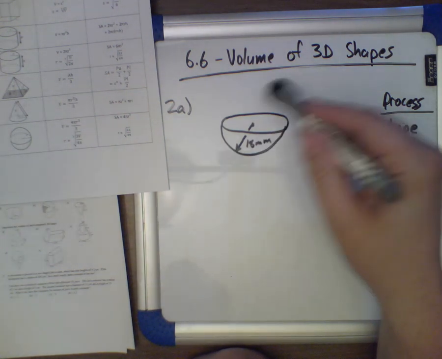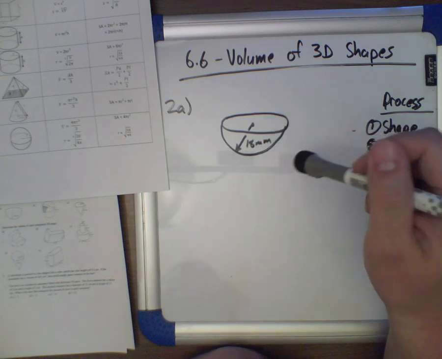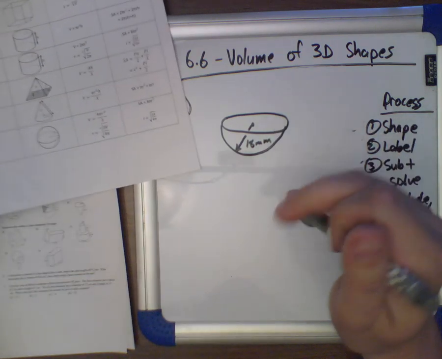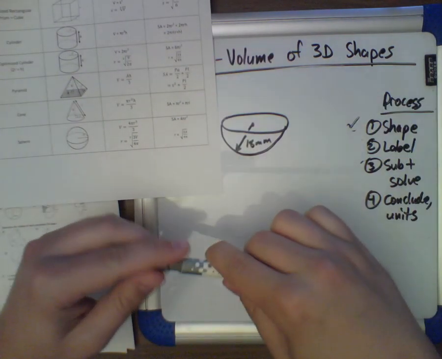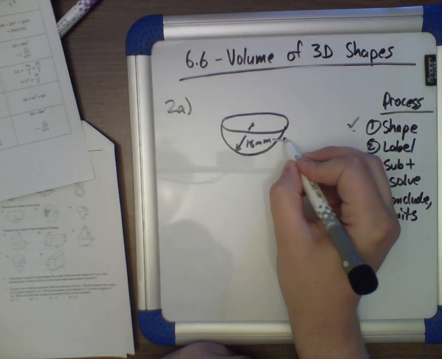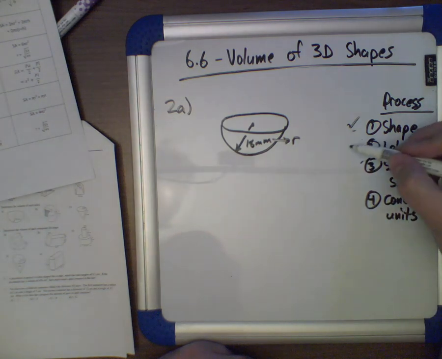So let's imagine this is a whole sphere. Let's calculate, and then let's divide. Let's take a look. So we figured out our shape. Let's add our labels. Which thing do we measure or label on a sphere? Just the radius. And we're given that. So this value right here is our radius.